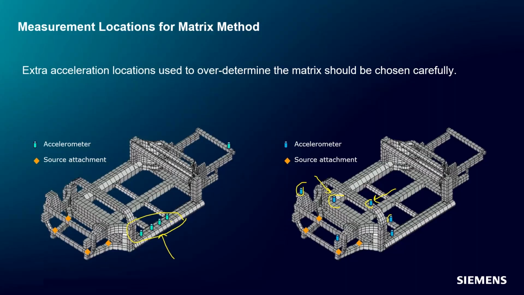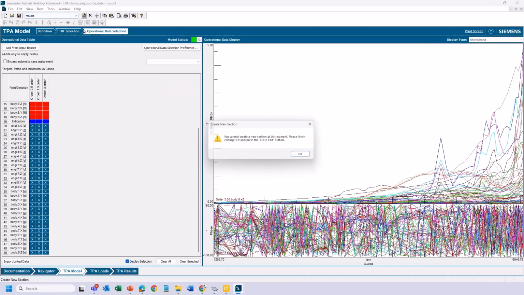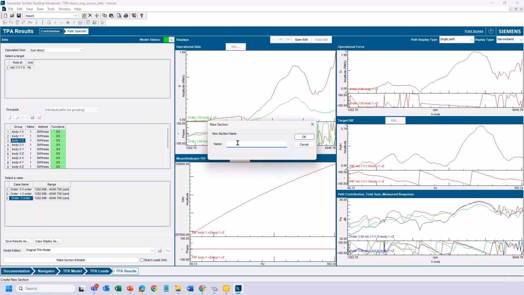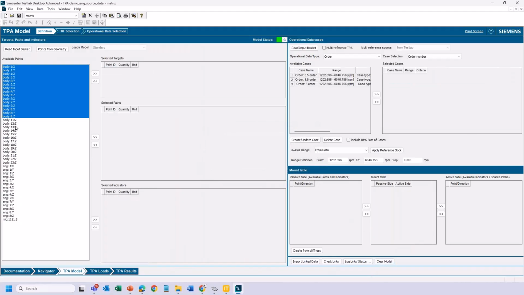In that same data set, we can actually also do matrix inversion because we had those extra FRFs. And so what I'm going to do here is I'll create a new section called matrix method, for example. Okay, and I'll go back here to my TPA model definition. I'll clear it. Now we're going to actually do matrix method. Let me also delete these, read the input basket. So Steph, what's our target location? A microphone? Yeah.